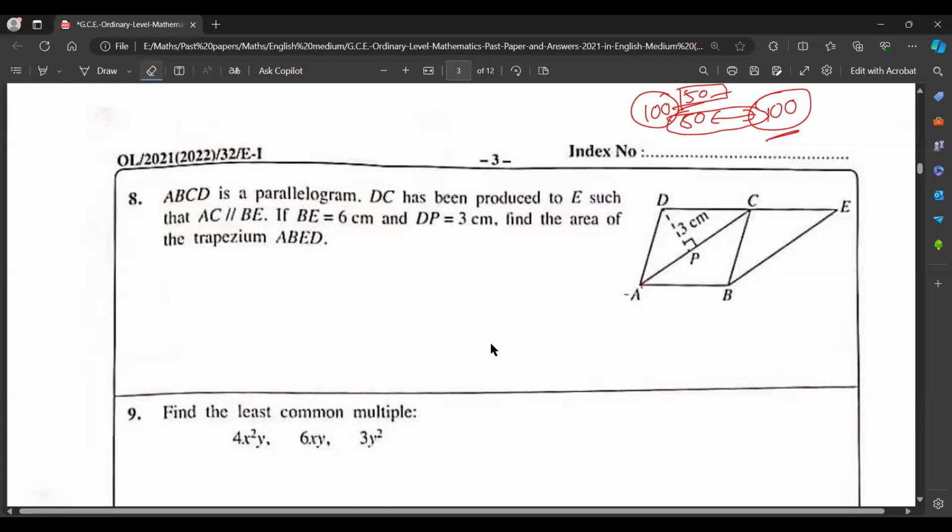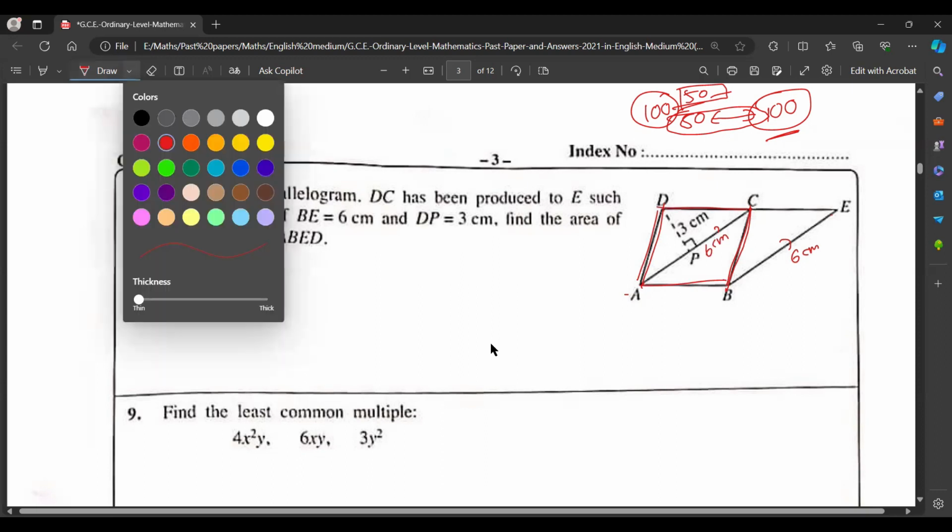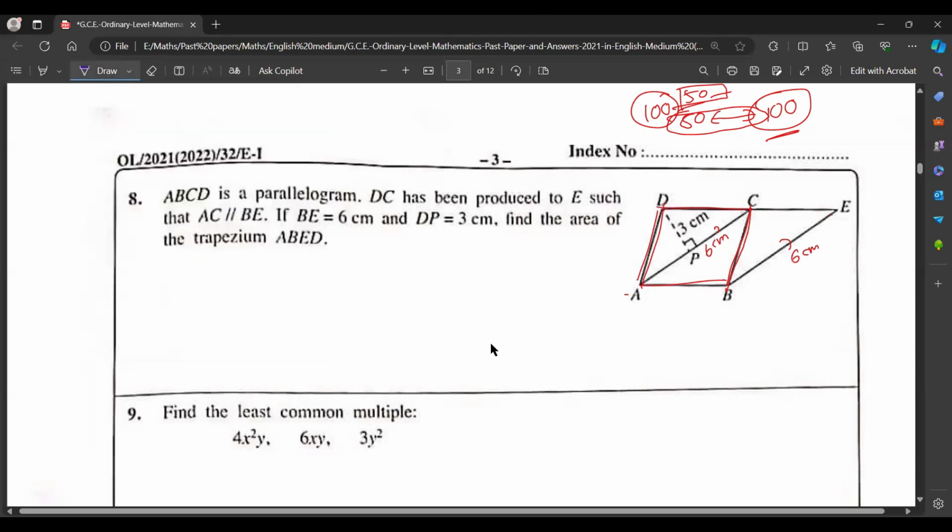Here, this one is a parallelogram, no? They have mentioned this one as 6 centimeters. You can see this one is a parallelogram, and also these two are parallel. So this one should also be 6 centimeters, because this one is a parallelogram, and with the same base, this one is another parallelogram. So the area of this red color one and this blue color one is equal.